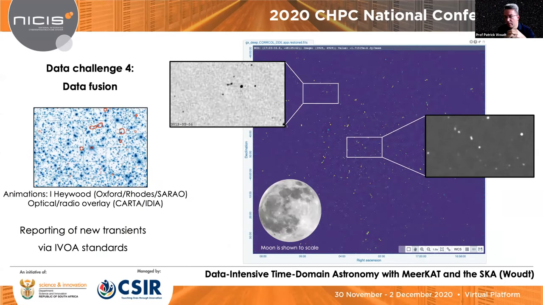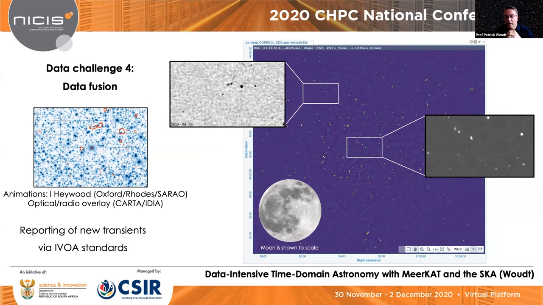This is a picture that shows you a field of view of MeerKAT. This is of a black hole X-ray binary. That is a black hole accreting material from a companion star in the little box in the center. The zoom in there shows you a time sequence. One way to visualize transients is by splitting up the data into multiple epochs and making a little movie out of it. And you can see the source in the center vary quite rapidly. The moon is shown to scale, and this is just to indicate how wide the field of view is of these telescopes.